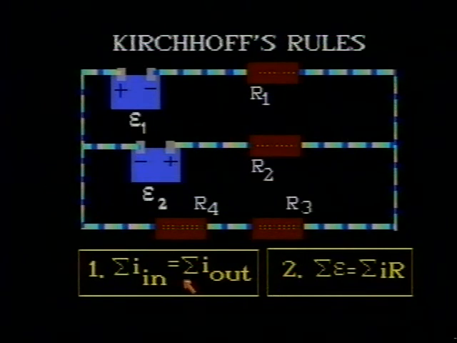Kirchhoff's first rule says that at a branch point, the sum of the currents into a branch point is equal to the sum of the currents out of that branch point. Kirchhoff's second rule says that the algebraic sum of the EMFs around a closed loop is equal to the algebraic sum of the IR drops around that same closed loop.